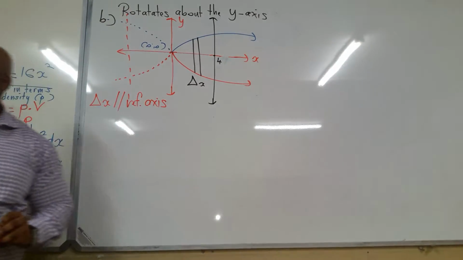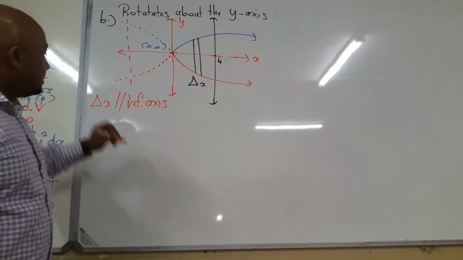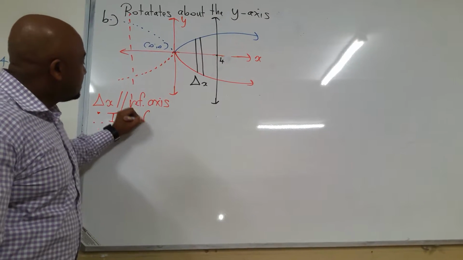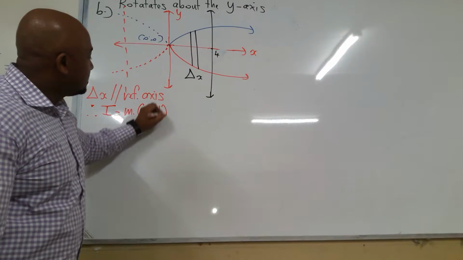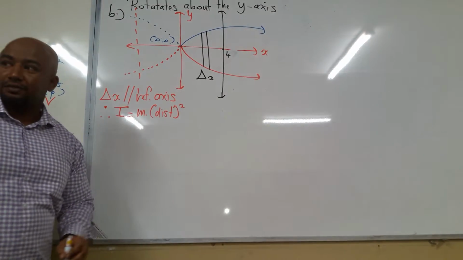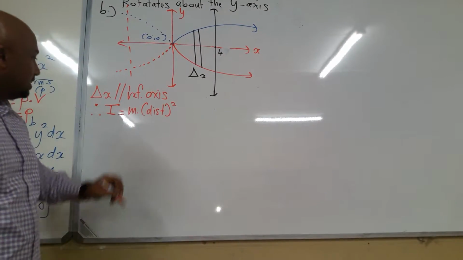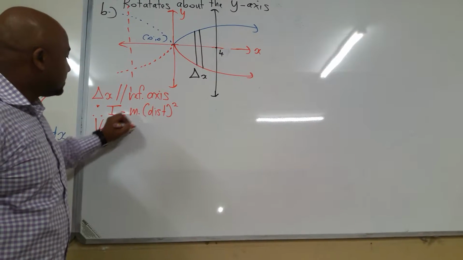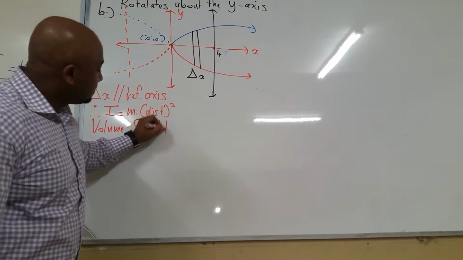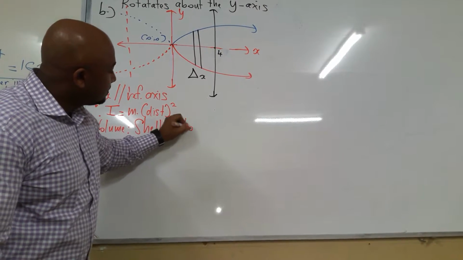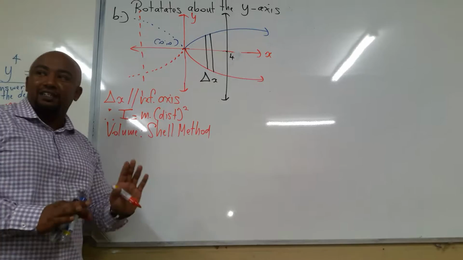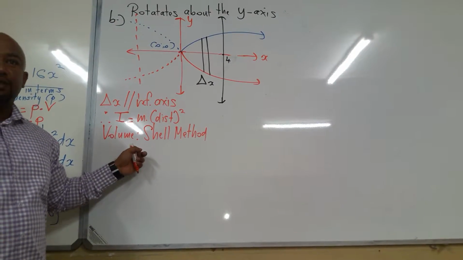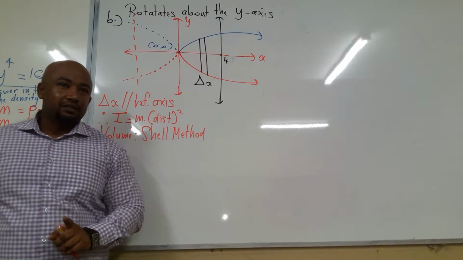If it is parallel to the reference axis, therefore I'm going to use the formula mass times the distance all squared. What else? For volume, I have to use the shell method. It's a bit more difficult to interpret the diagram for the shell method compared to using the disk method.